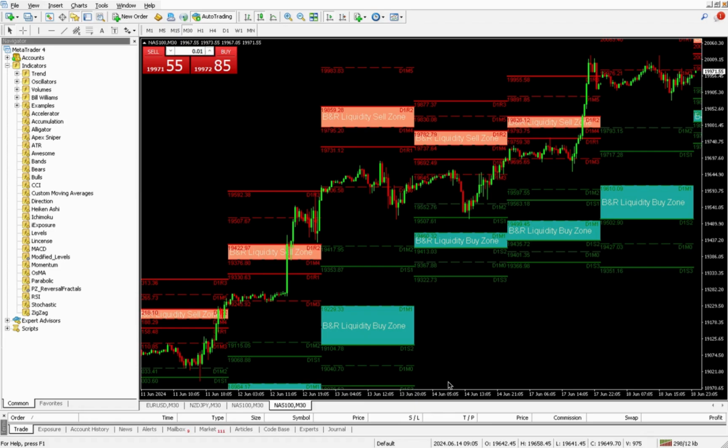As you have seen in the ad video, the indicator is going to show you the BNR liquidity sell zones and BNR liquidity buy zones, right?